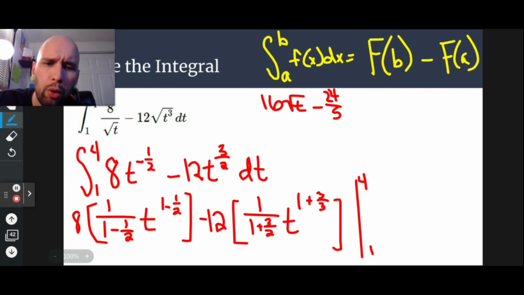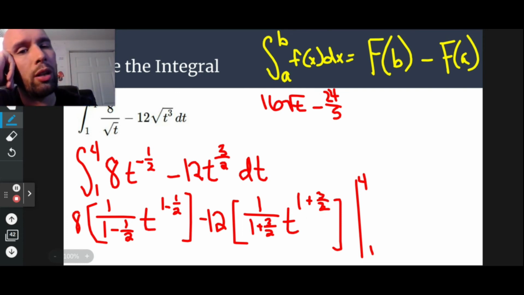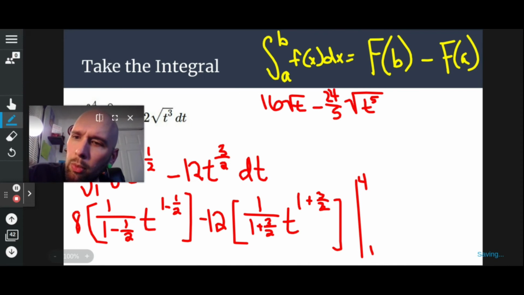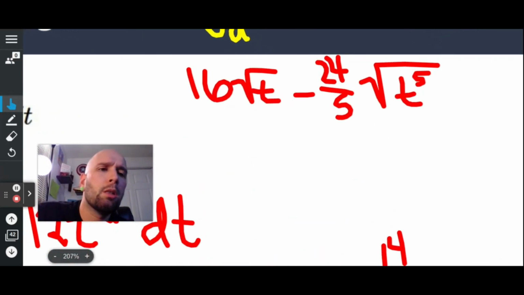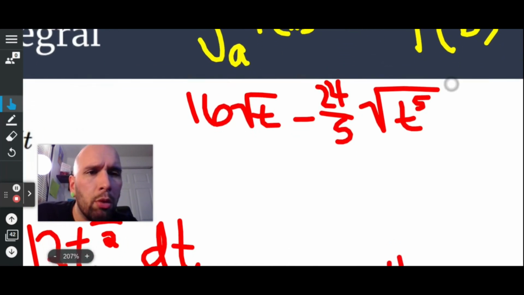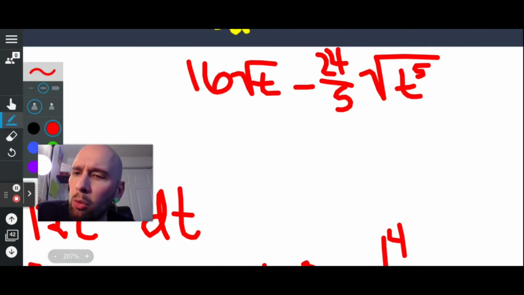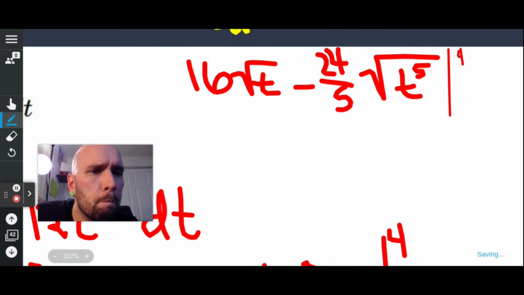Oh, did I write out the wrong thing? I did. That should have been 3 halves. So that becomes 5 halves. T to the 5 halves is the square root of t to the 5th. Very unpleasant. All right, so watch me zoom. My limits of integration were 4 and 1. So now I'm going to do that.